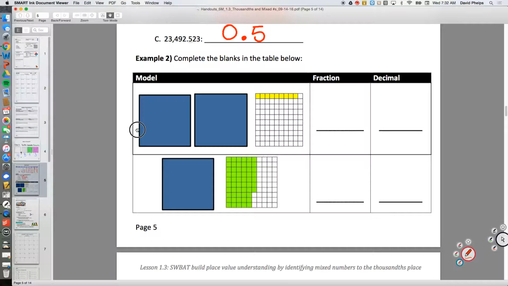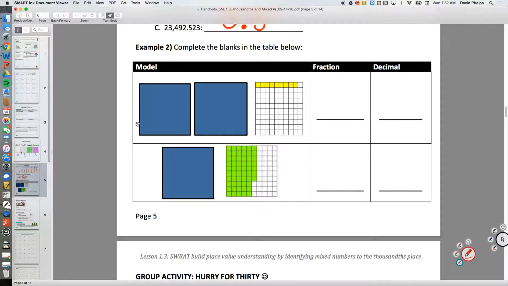Example 2. Complete the blanks in the table below. Well, for our model, we know each one of these squares is worth 1 whole. This circle inside there is worth 1 whole. This is worth 1 whole. And then the box here, that whole thing is still worth 1 whole. It's just split into 100 pieces. So each piece represents 1/100th.